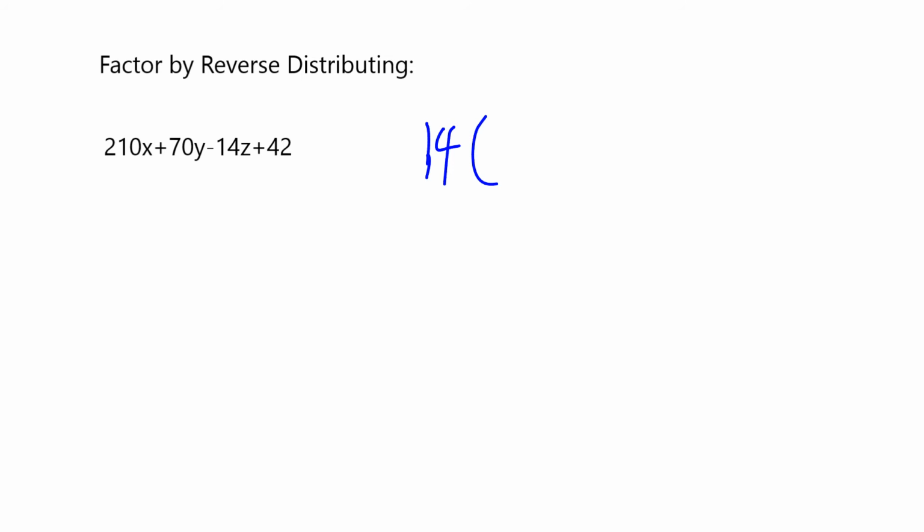After we have the GCF, set up your big set of parentheses. Make sure that you leave room for 4 terms. You might want to put the correct signs in your parentheses to start, just to make sure that you don't lose track of them later. Be very careful with your signs. To fill in the parentheses, take the original term, 210x, divide by 14.